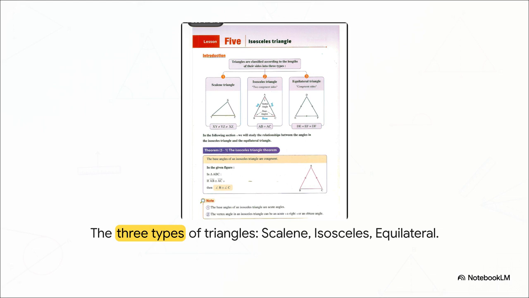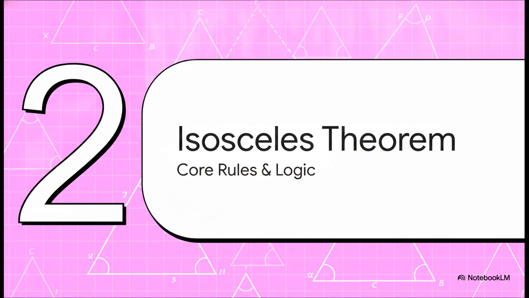An isosceles triangle has 2 congruent, or perfectly equal sides. And then there's the equilateral triangle, where all 3 sides match up perfectly. Today, we're keeping our focus squarely on the isosceles and the equilateral. Moving right along to section 2, the Isosceles Triangle theorem. Let's get into the core rules and internal logic here.